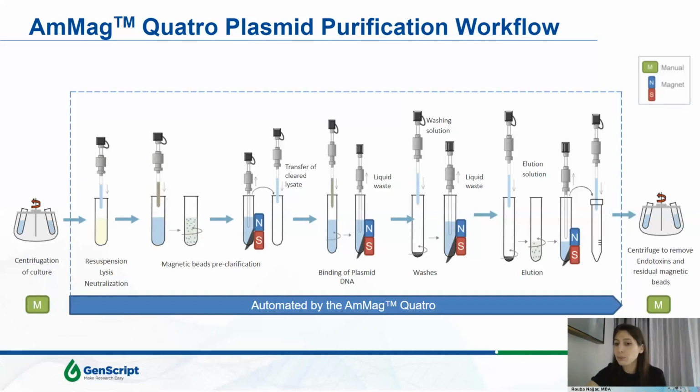However, we certainly do not recommend that you skip that because it will get you to that really pure plasmid. And that step, once the run is complete, the user will cap that tube and then centrifuge it down. So that is also a manual step. But of course, that is at the end of the run. So it's not really an intermediate step.